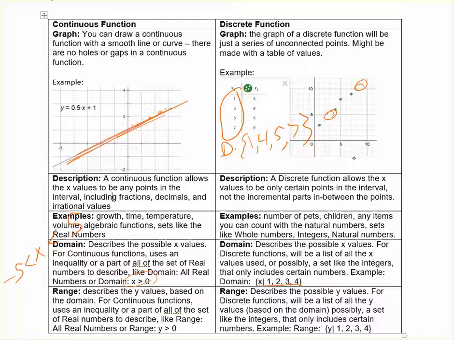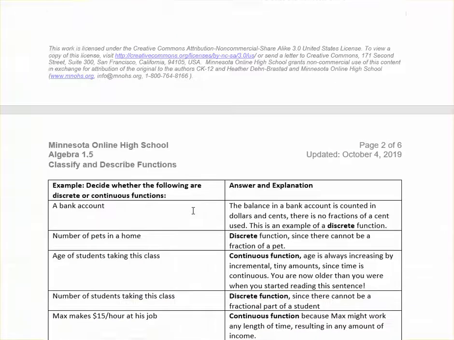The range of a continuous function is also going to be described as an inequality, but you'll be describing the y values, or again, it might be something like all real numbers. The range of a discrete function is also going to be a list of points. For example, in this graph, the range would be the y values, which are 3, 6, 8, and 9. So in a discrete function, you list the values of the points. In a continuous function, you'll use an inequality to describe the domain and range, or again, sometimes it's just all real numbers.